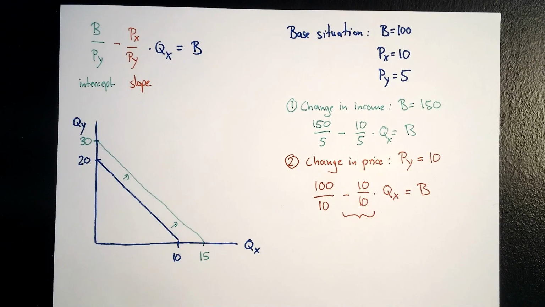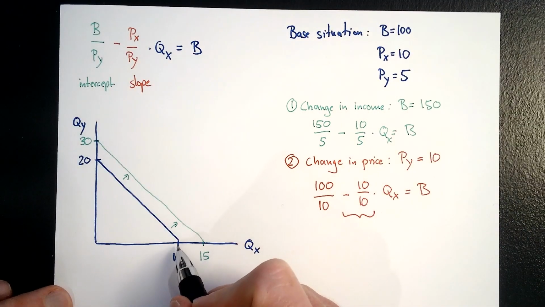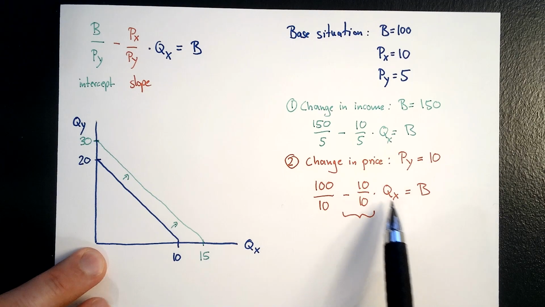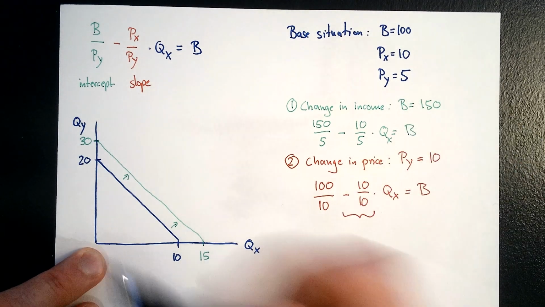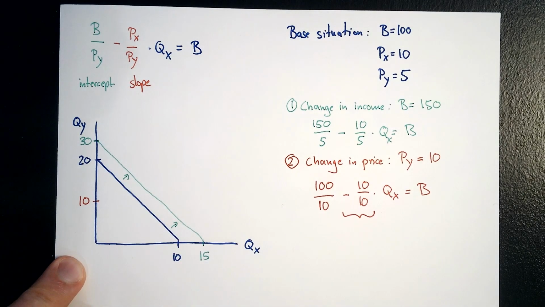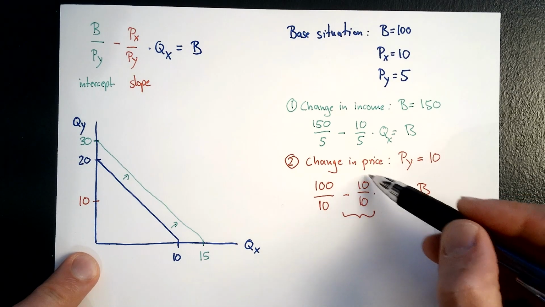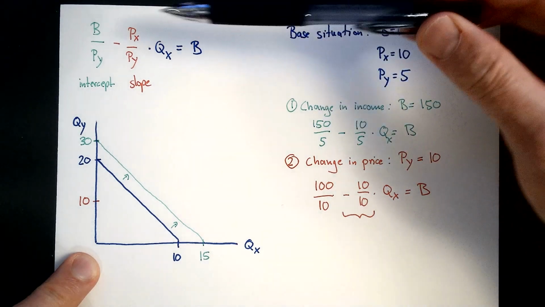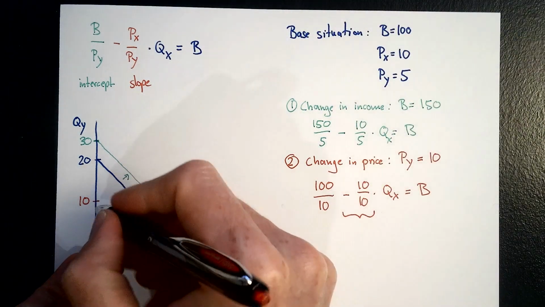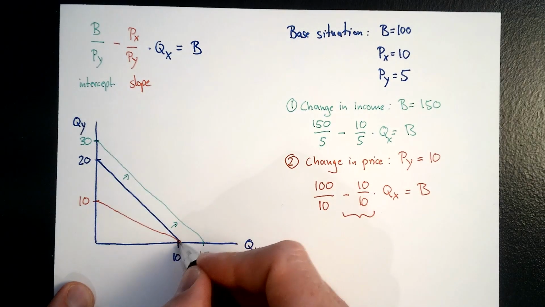If you were to spend all your budget on X, then you could still afford 10 units of X. However, if you spend all your budget on Y, now you can only afford 10 units of Y and not 20 units anymore. The slope has changed because we have a change in the prices, and hence your new budget constraint pivots around this point.